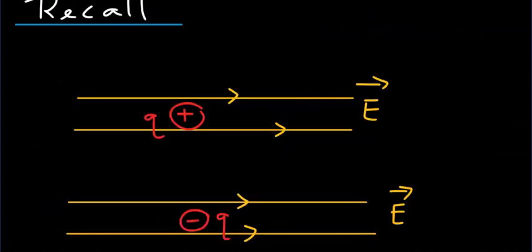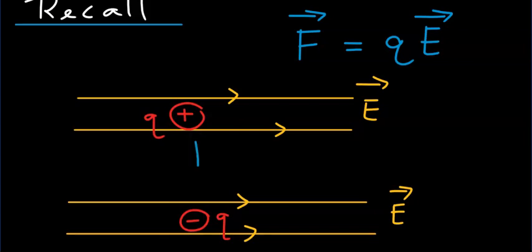Let's first recall an important concept. A charge Q in an electric field E would experience a force F given by the product of that charge Q times the electric field E. So if you have, say, a positive charge sitting in an electric field heading to the right, then the charge would move to the right in the same direction as the electric field, because the sign of this charge is positive. It is a positive charge.